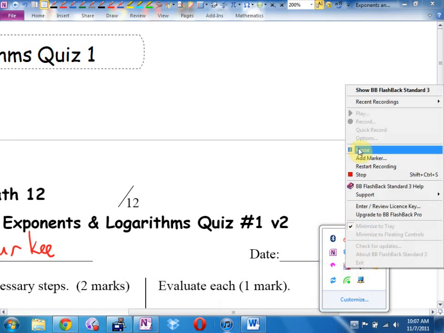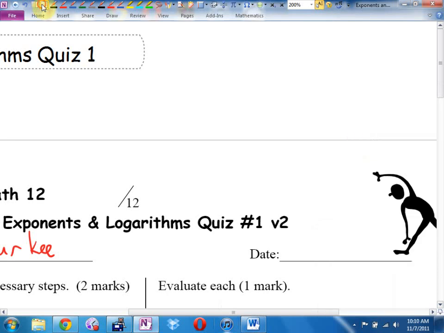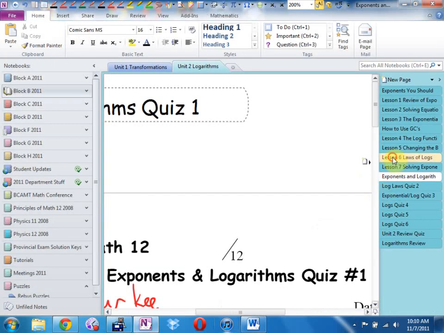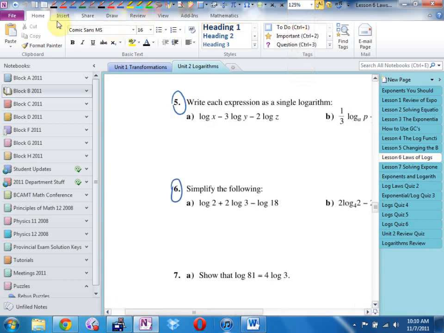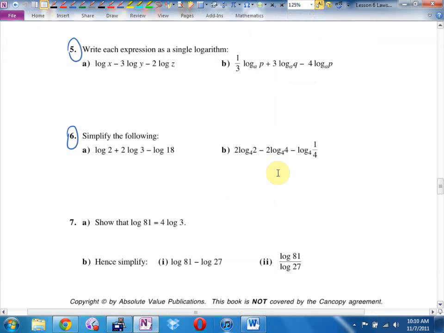As usual, I'll start out by saying any questions from the previous day's homework, aside from the two that I already told you I'm going to be going over for sure. Which ones would you like me to go over? Yes? 5B? Okay. Thank you. 5B.